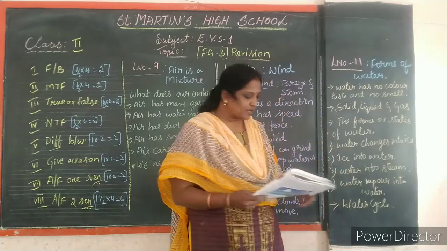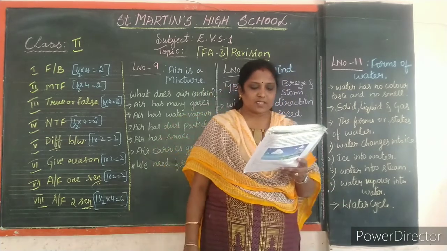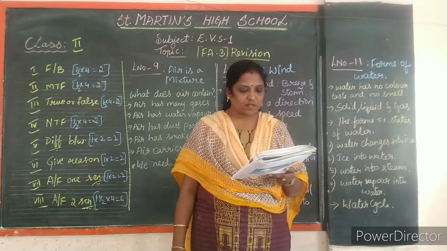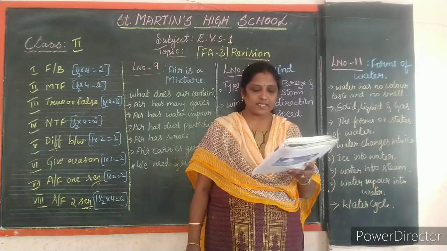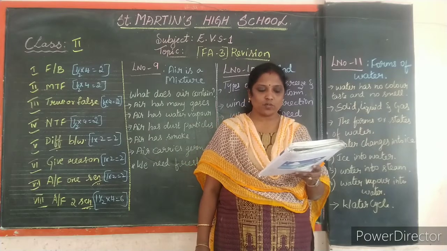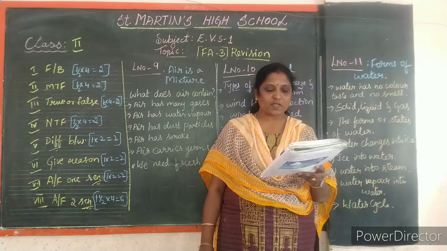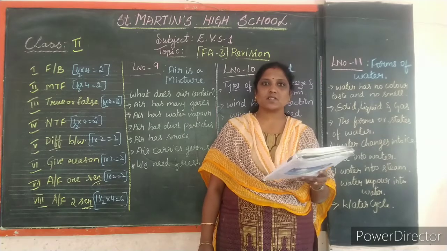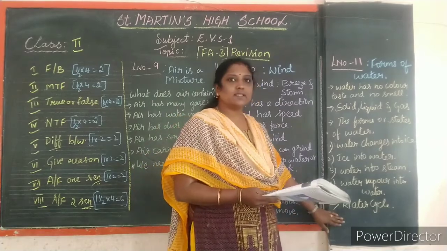So water vapor changes into water means here you can see the tiny drops of water on the lid. This happens because hot steam cools down on touching the cold lid and changes into drops of water. This process is called condensation. Next, coming to the water cycle.